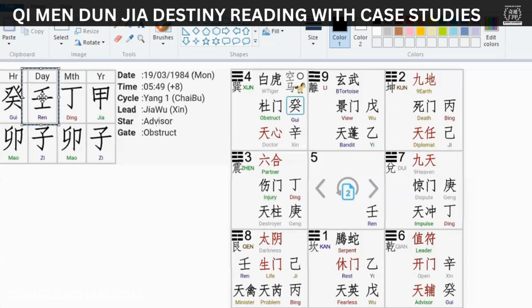This is the day stamp. We call it the 4 pillars. We need to find where this particular symbol, which is called Ren, is. We need to identify where the Ren is. One Ren is over here, which is box 8. And then there's another Ren over here, which is box 5.